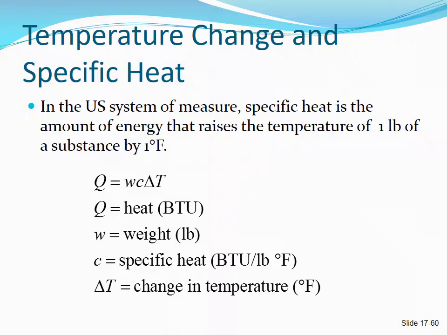In the U.S. system of measure, specific heat is the amount of energy that raises the temperature of 1 pound of a substance by 1 degree Fahrenheit. The specific heat formula is Q equals W c delta T, where Q is the amount of heat added in BTU, W is the weight of the substance in pounds, c is the specific heat capacity in BTU per pound degree Fahrenheit, and delta T is the change in temperature in degrees Fahrenheit.